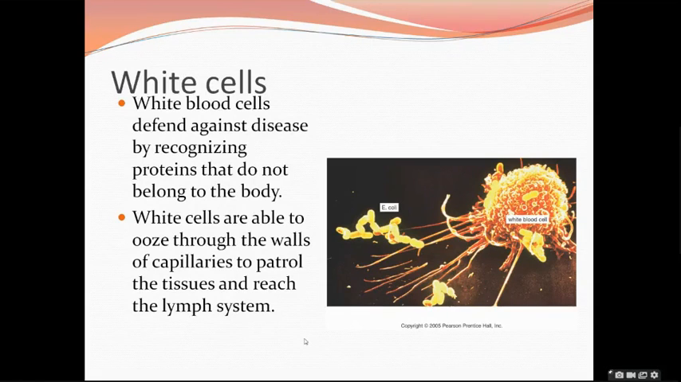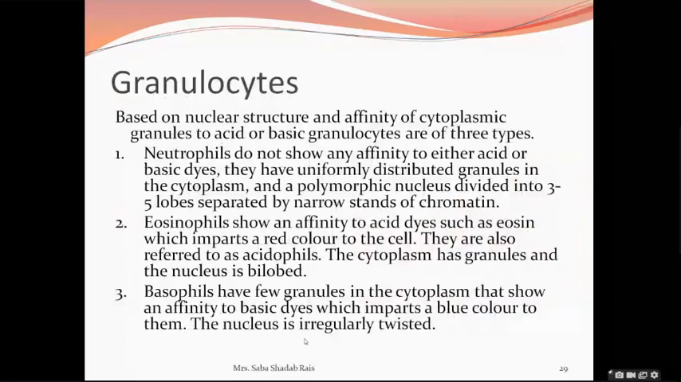Now, why do they ooze out? Why do they need to leave the capillaries? Because I told you they have a role in defending. If any microbe which is harmful for our body is running into the tissue, they can catch it and run behind it. So for that reason they go.